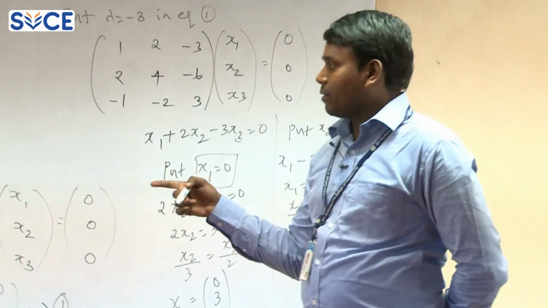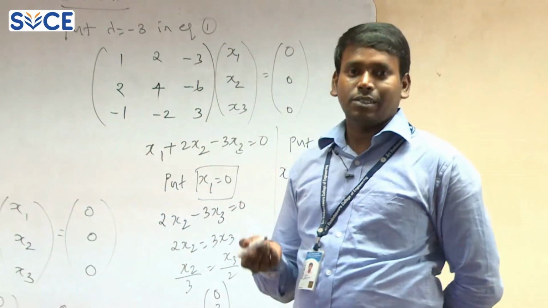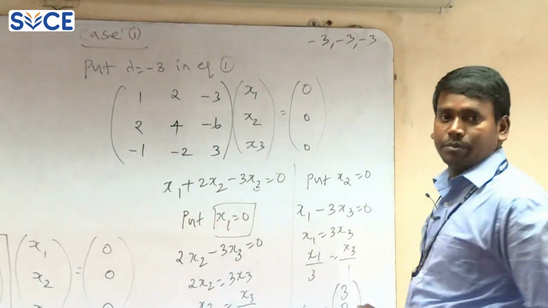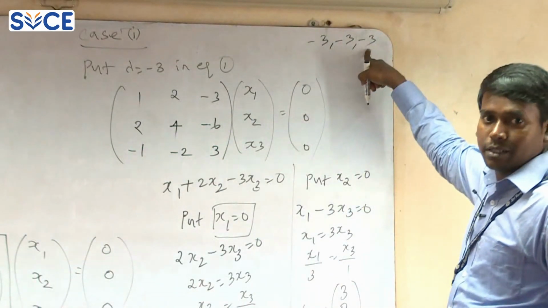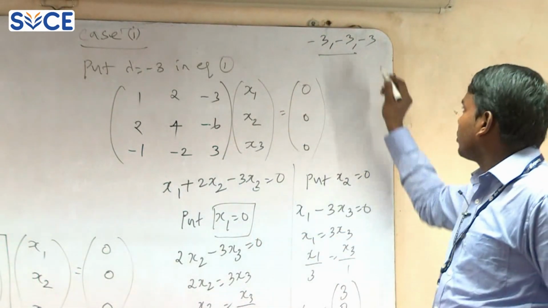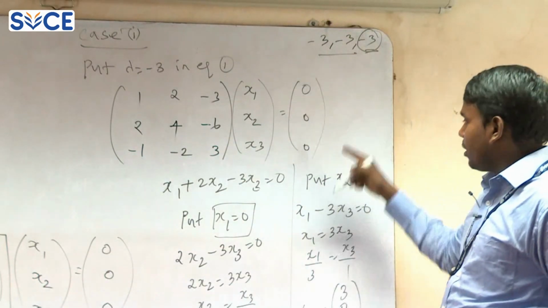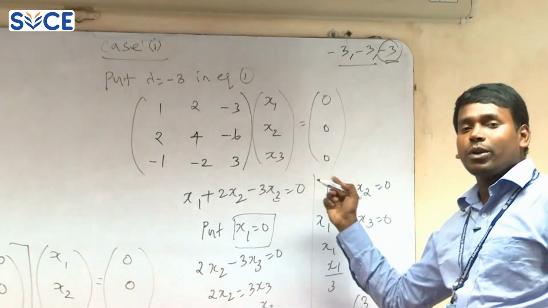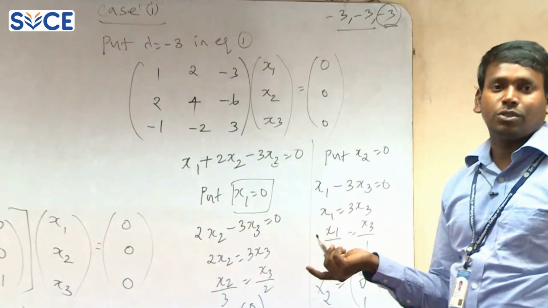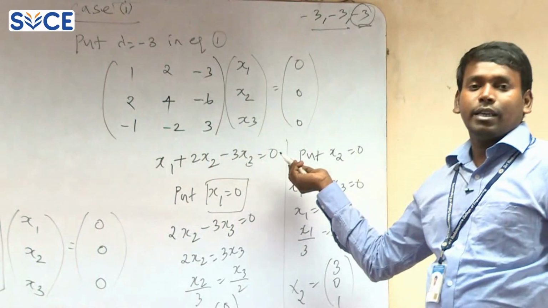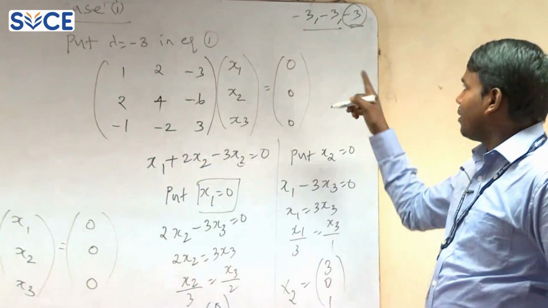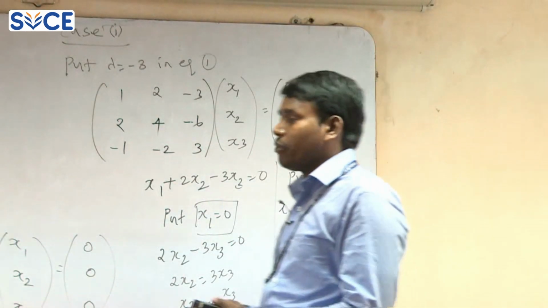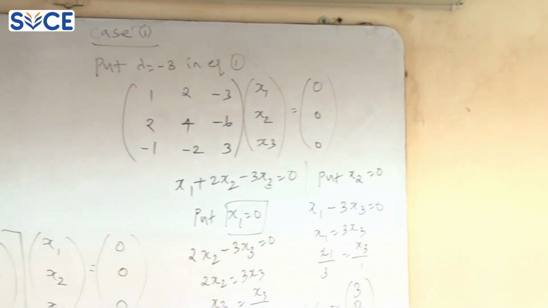Now we are going to find the third eigenvector. The third eigenvalue is 5, which is different. Suppose your third eigenvalue was also minus 3; the first two eigenvectors we know how to find. For the third eigenvector with eigenvalue minus 3, put x3 equal to 0. Then x1 plus 2x2 equal to 0, so x1 equals minus 2x2, so x1 divided by minus 2, x2 divided by 1. But here your third eigenvalue is 5, so we will see how to find the third eigenvector.